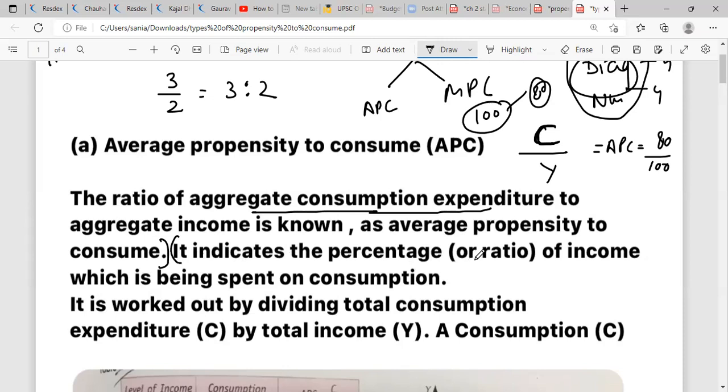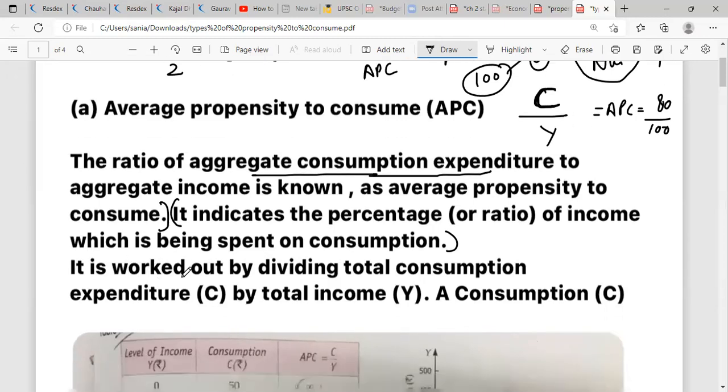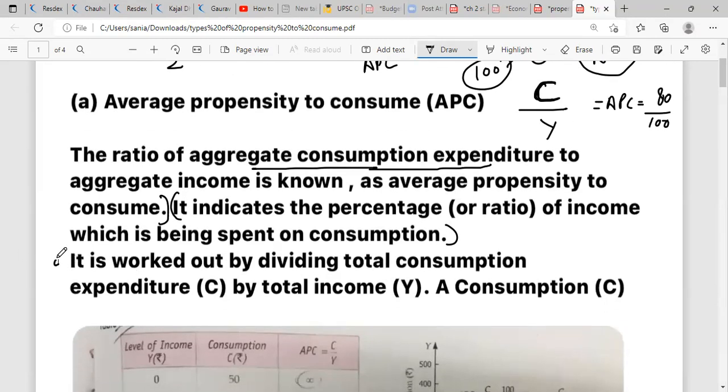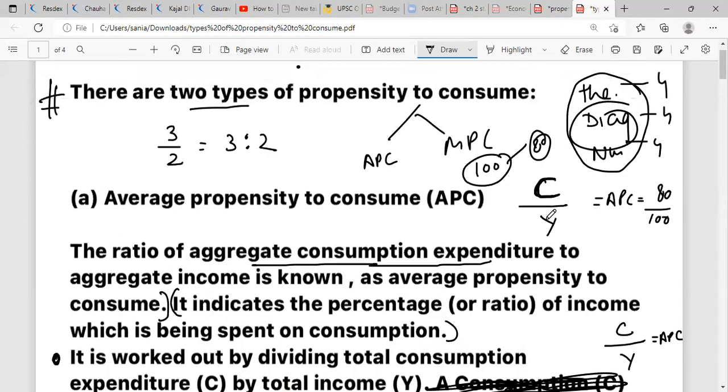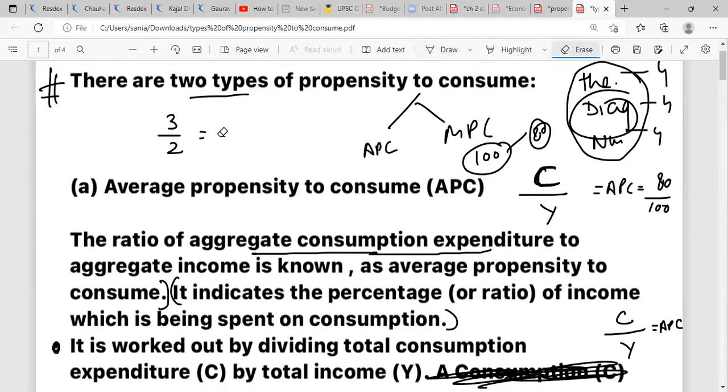Next, it indicates the percentage or ratio of income which is being spent on consumption. So basically, it tells you how much money you have spent out of your total income in order to consume a few things. Next, how will you find it out? How will you find the formula? We can find out APC by dividing total consumption expenditure, which is C, by total income. Clear? So when you divide your total consumption by your income, you will get your APC. Clear? Yes or no? Okay. So you can just quickly write it down. First you will write, I'll just erase it, then you write. Okay, wait a minute.